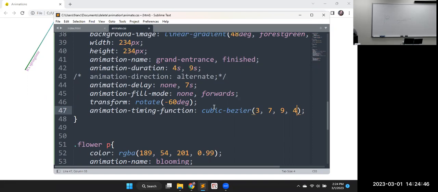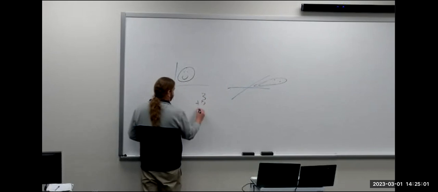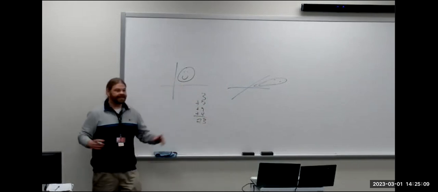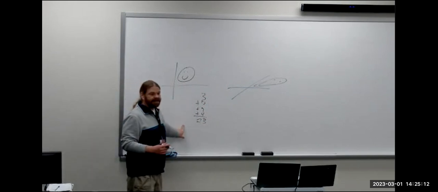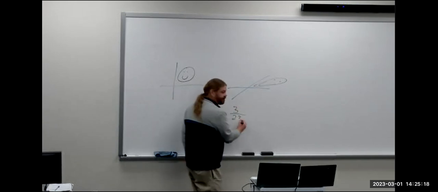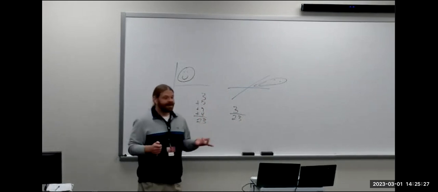Really, that means we need to do a little bit of math here. 3, 7, 9, 4. 3 plus 7 plus 9 plus 4 is what? 10 plus 13, 23. So we gave it 23 steps basically. So each one of those becomes a fraction. Where we say 3, that's actually going to be 3/23 of the weight of our time, which is 5 seconds, I think, right? 4 seconds. However much time we put on there.